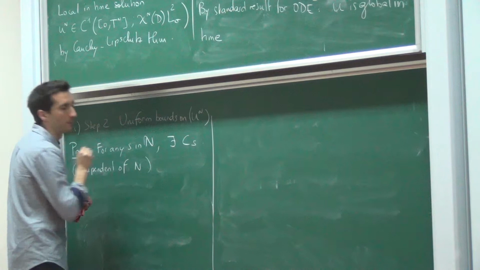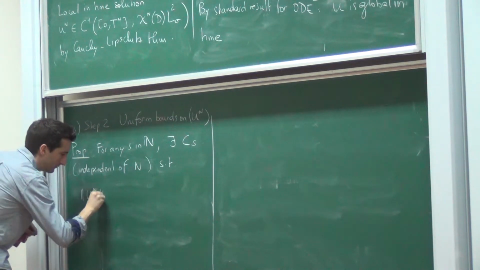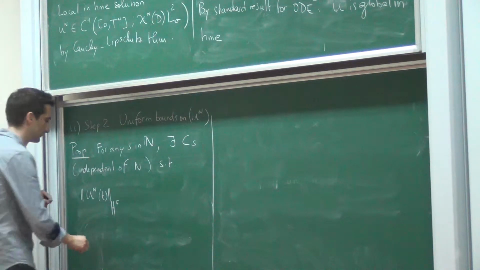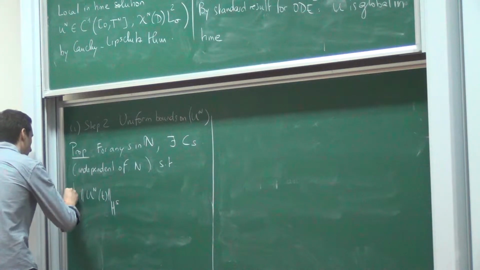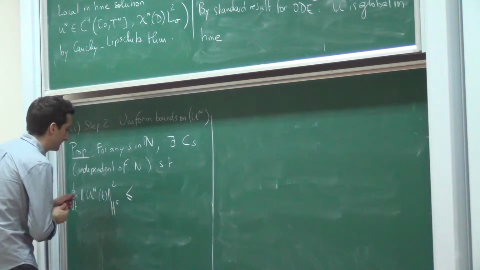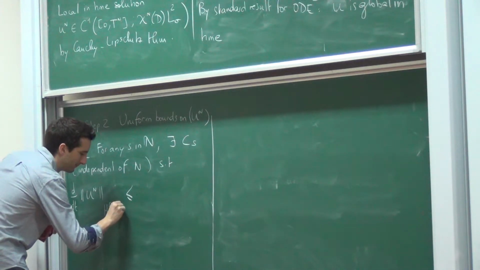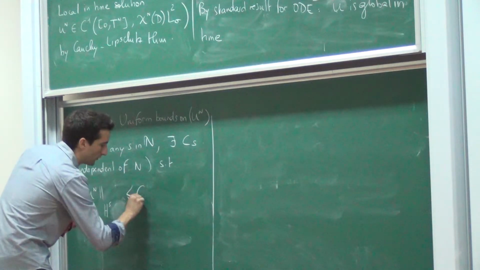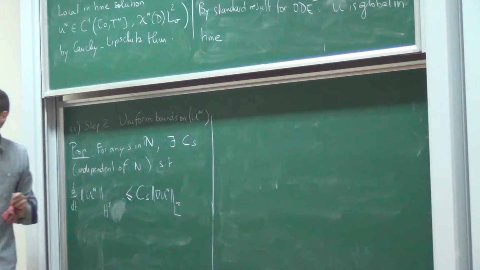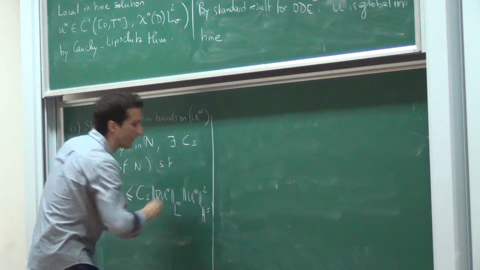The truncation parameter capital N is such that the norm of un of t in Hs — no, the time derivative, sorry, of this Hs norm — is less than a constant times the N-infinity norm of the gradient of un times the Hs norm of un squared.